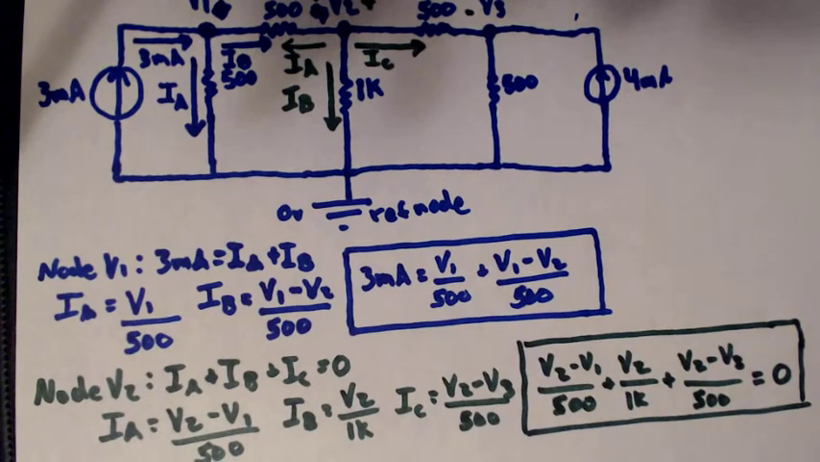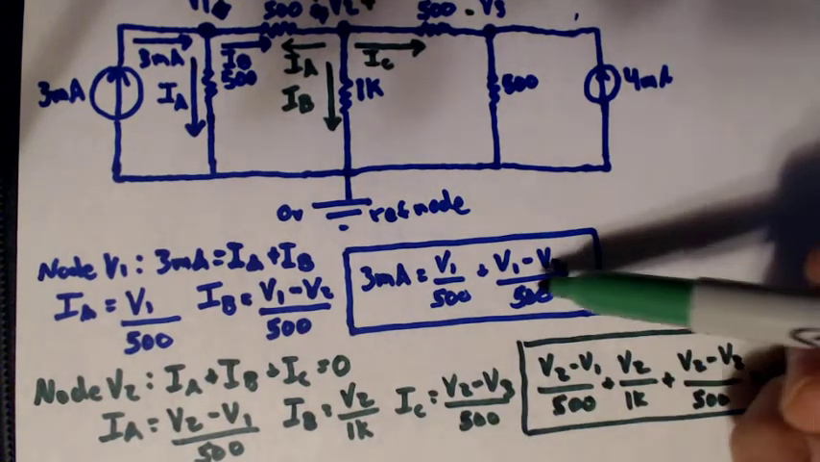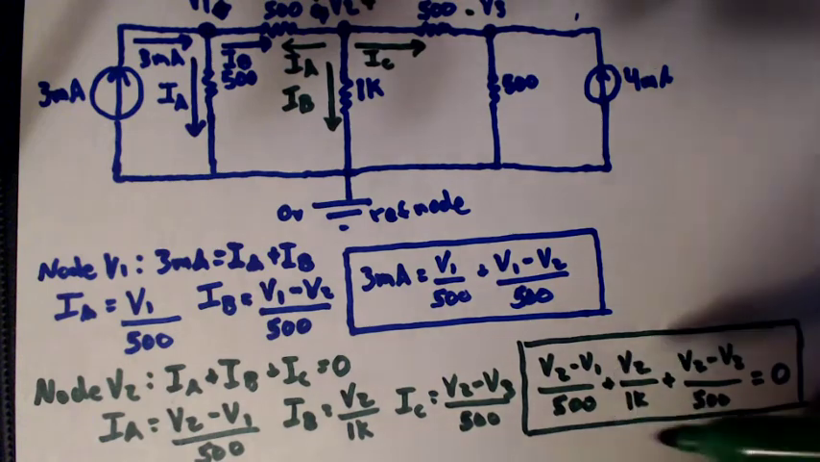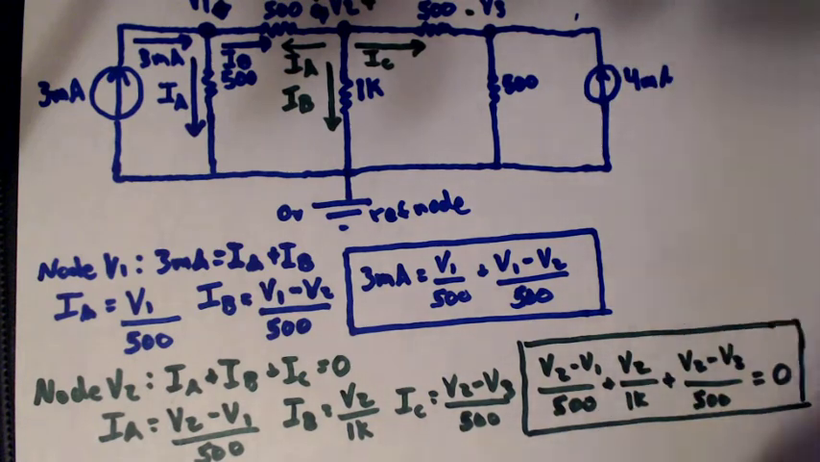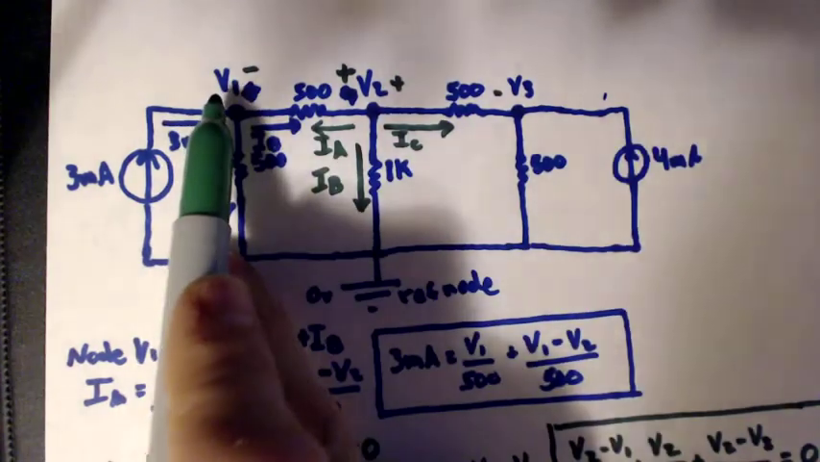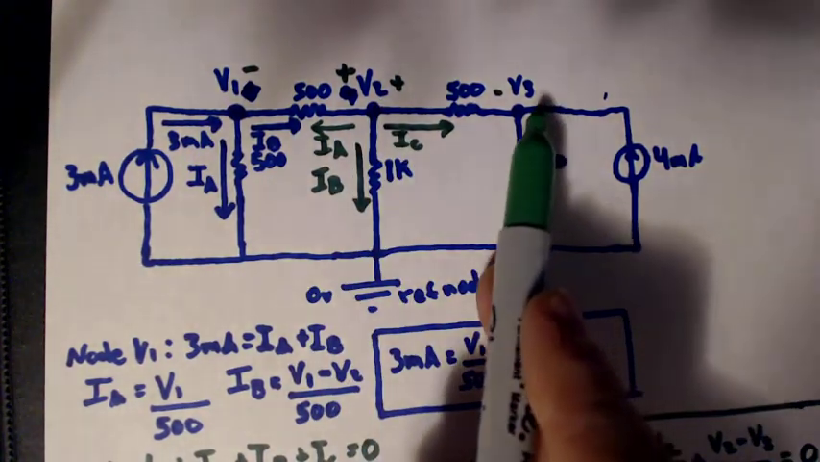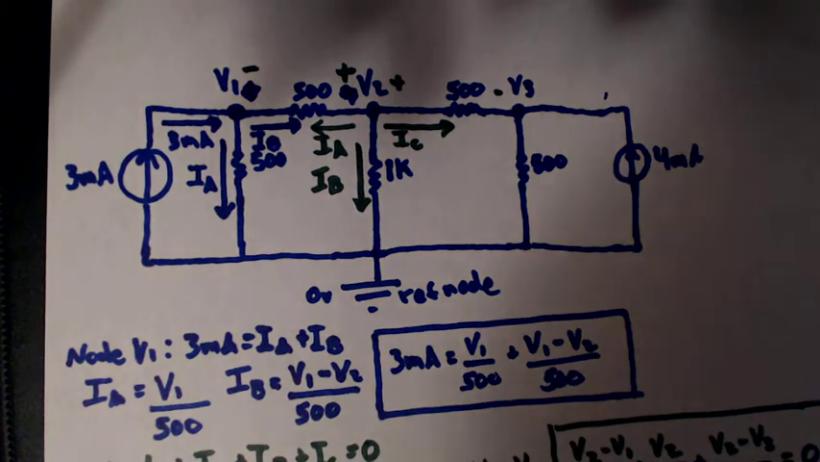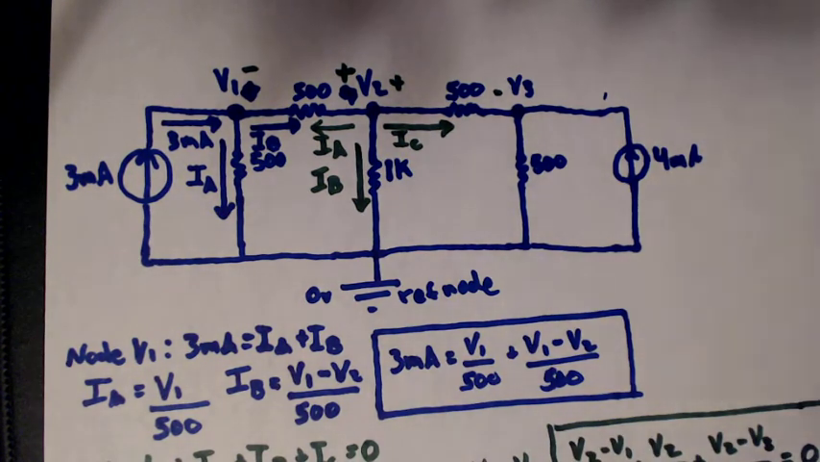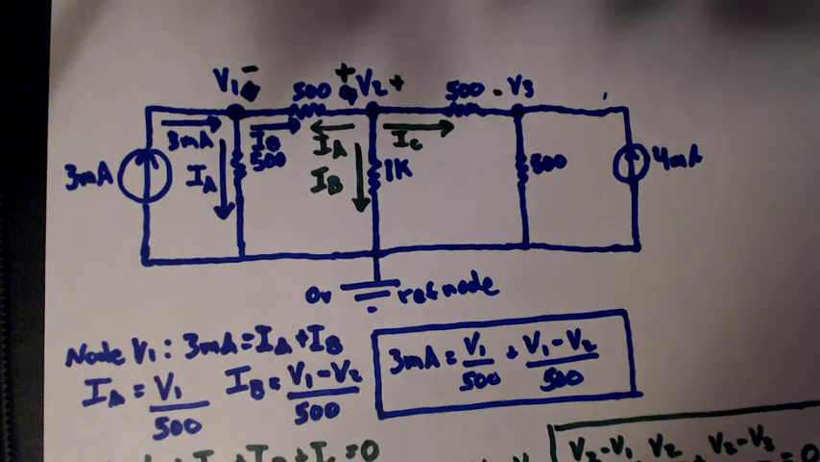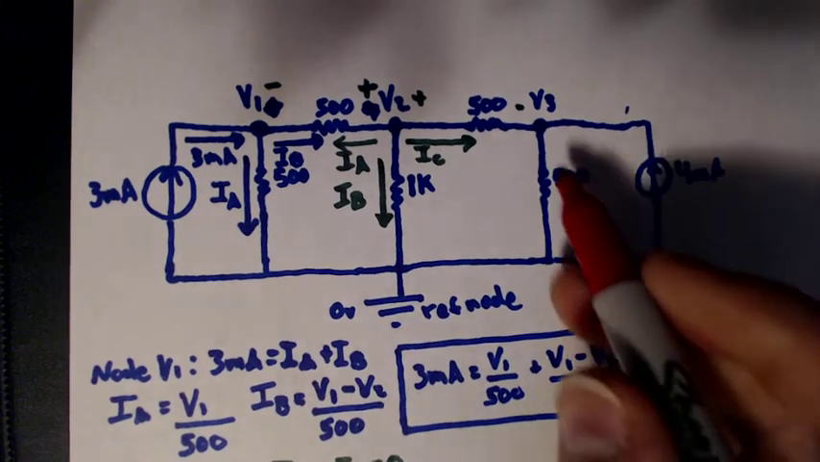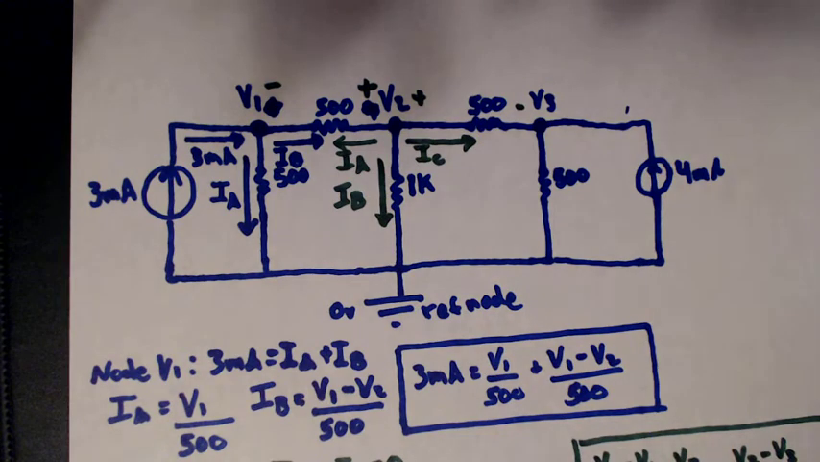Okay, so now I have an expression for node V1 and I have an expression for node V2. We got one left to do and we will have 3 equations, right? Since we had 3 unknown voltages, we're going to arrive at 3 equations with 3 unknown voltages. 3 equations with 3 unknown voltages will allow us to solve for those voltages. So I'm going to switch colors here, jump over to red now, and we're going to write out the equation for our node V3.